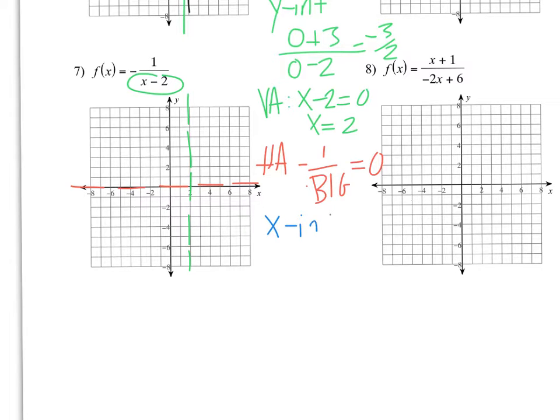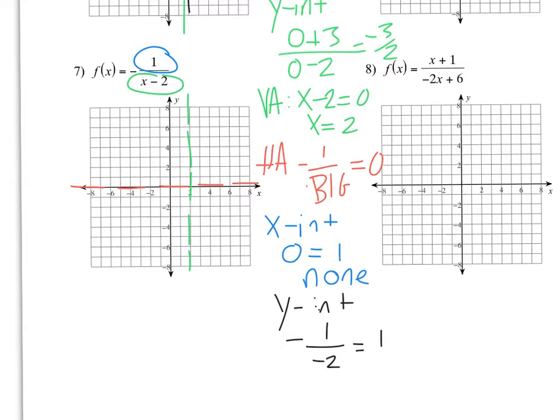To find any x-intercepts, I'd set the top equal to 0. If I get 0 equals 1, that tells me there are none. And then finally, y-intercepts. Plug in 0 for x, we get -1 over 0 minus 2, which is -1 over -2. We get a half. My graph is going to look something like this. The big important part of this is getting those points right.